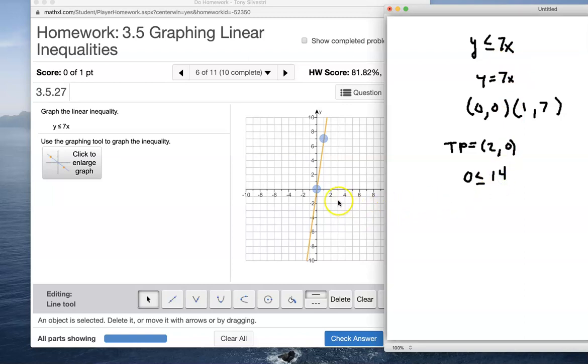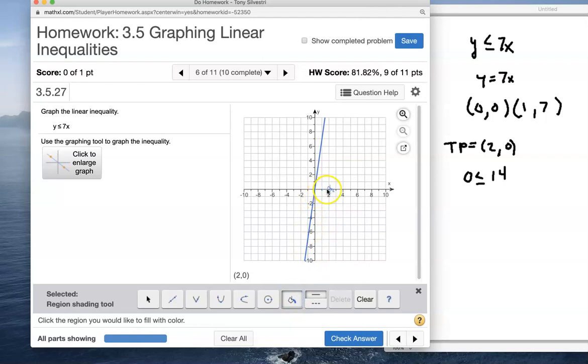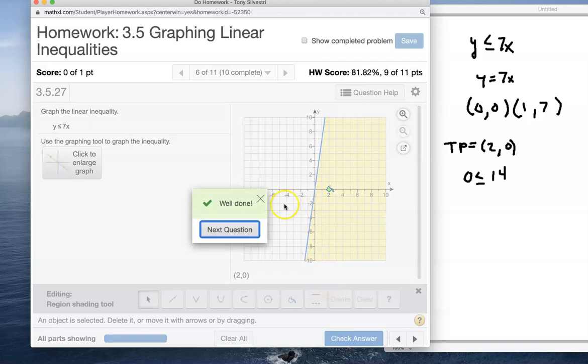Yes, it is. So what you're going to do is take your paint can, and in the region that includes the test point, which we know is true, we shade the region. We click it, dump some paint on that region. If that were false, you'd shade the opposite region. Well done.